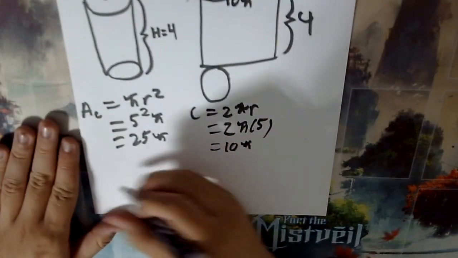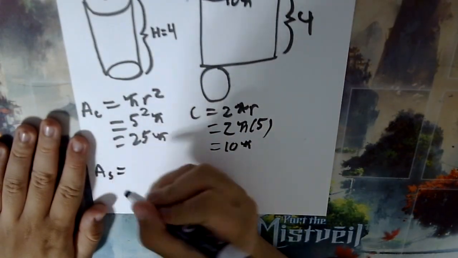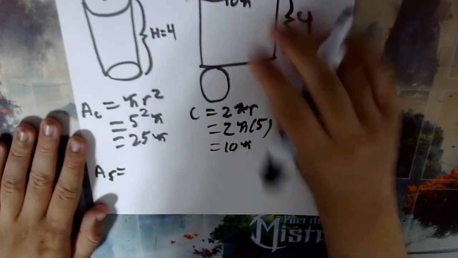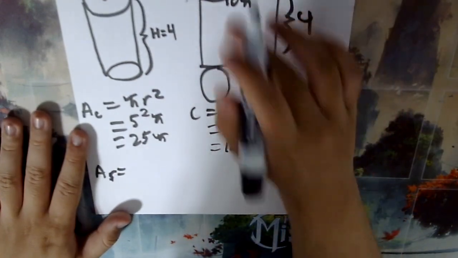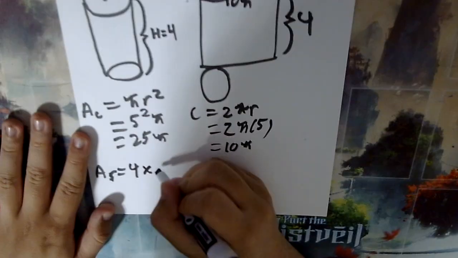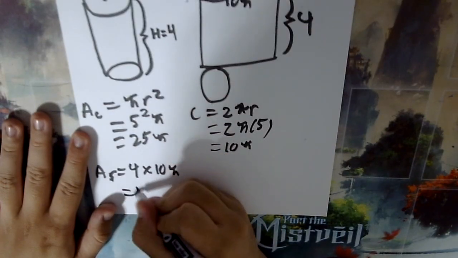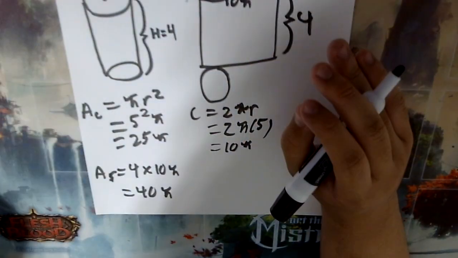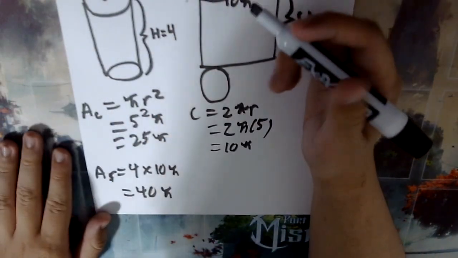And then we just multiply. We'll move to the area of the rectangle, right? This is actually a rectangle. Area of the rectangle would be 4 times 10 pi, which equals 40 pi, right? And so now you have all these areas up here, and you can add those areas up.